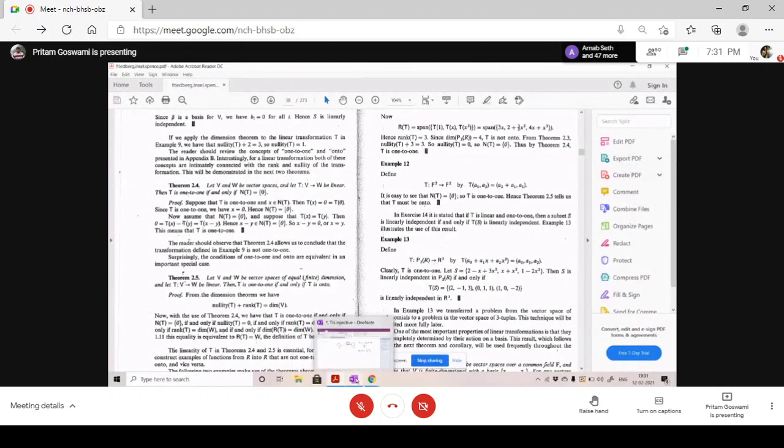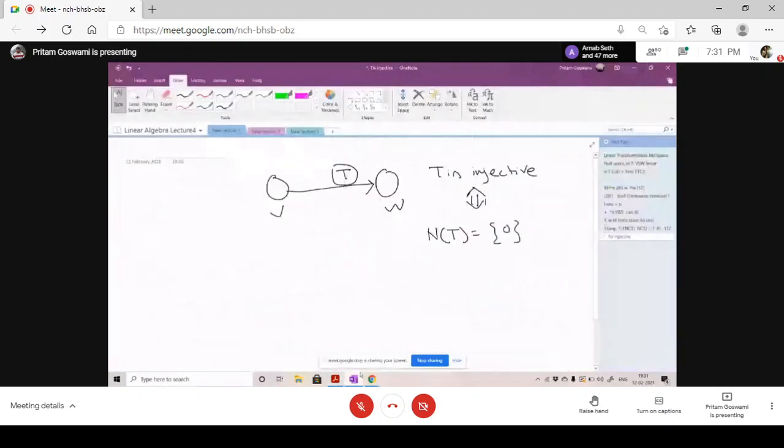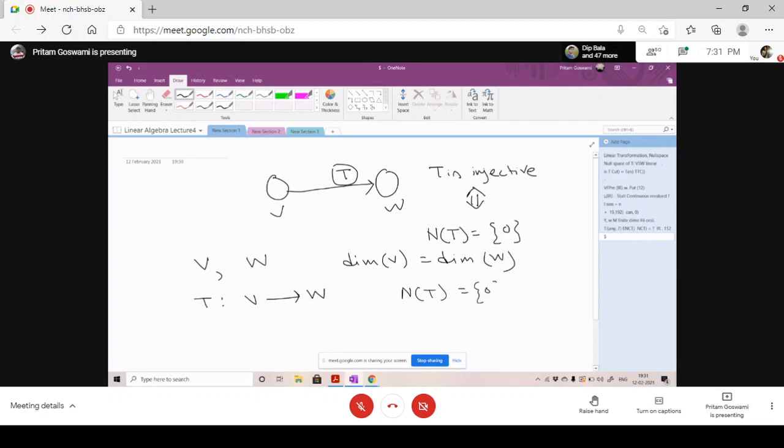Okay. Now, another thing. Suppose V is a vector space and W is a vector space, and dimension of V equals dimension of W. And T is a linear transformation from V to W. Now I am saying that if null space of T is 0, then T is bijective. Null space of T is 0 means it is injective. And if I add this condition with these assumptions, it will give me bijection also. That is onto also.